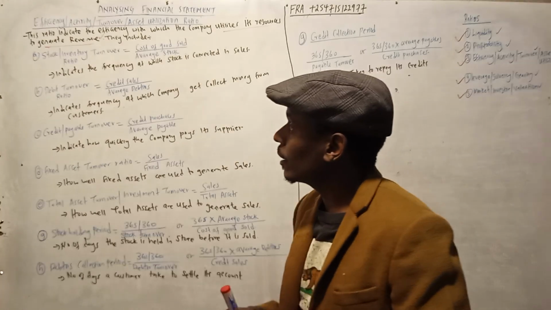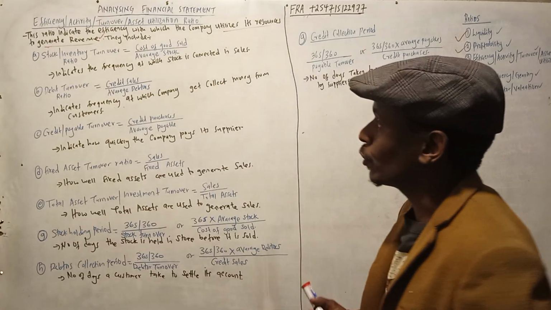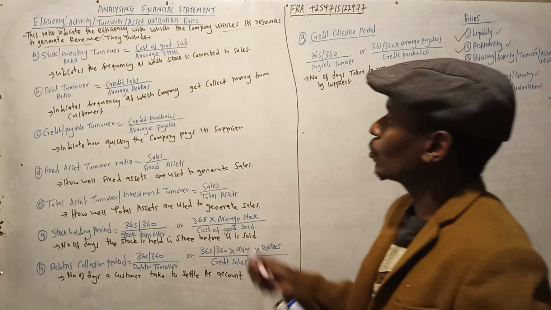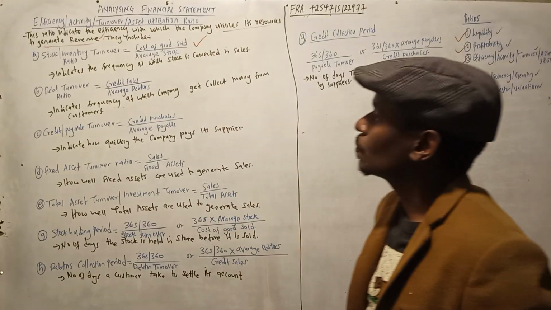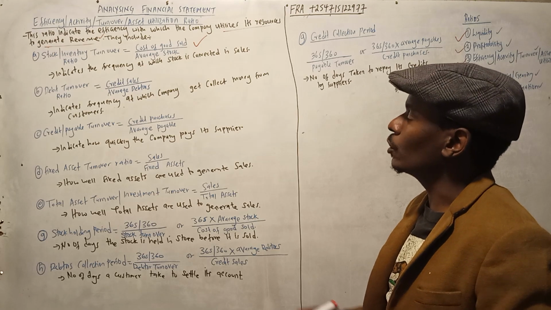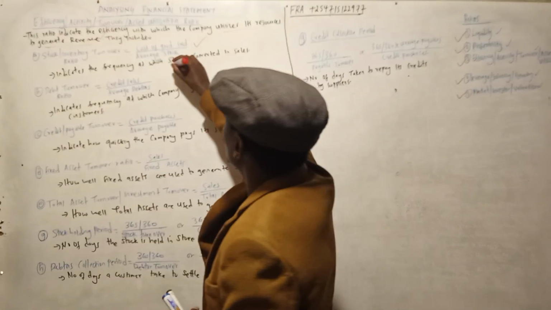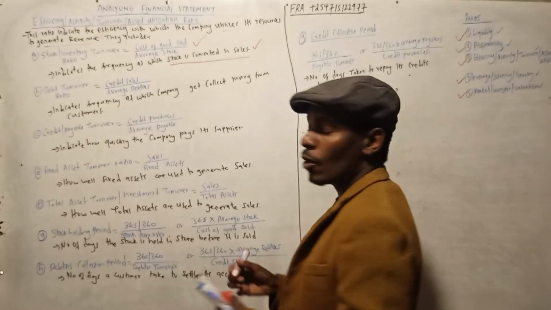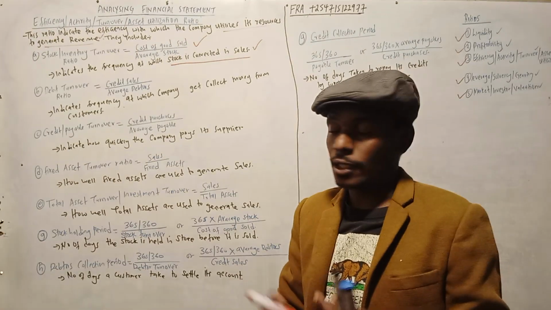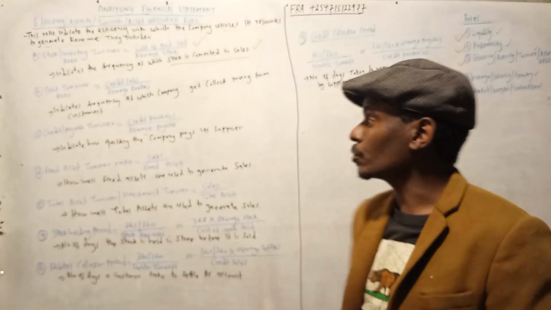Number one, we have the stock turnover or the inventory turnover, which is equal to cost of goods sold over average stock. It indicates the frequency at which stock is converted into sales. So it shows how frequently the company converts its stock into sales.